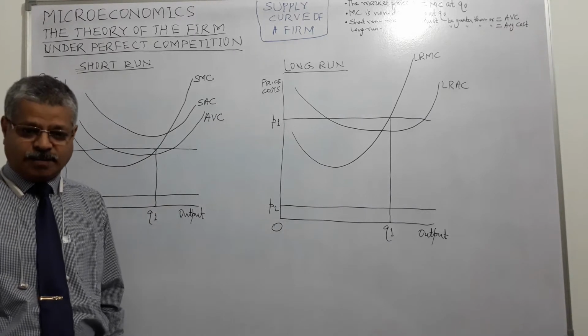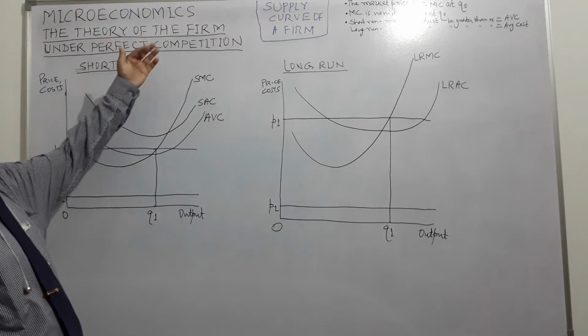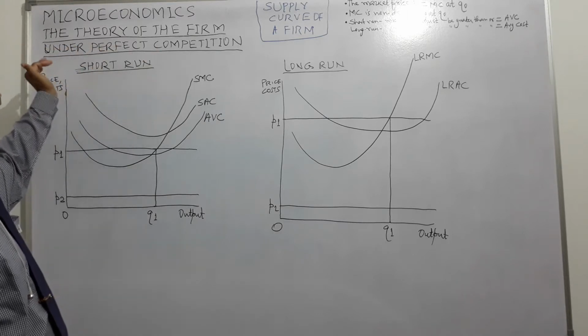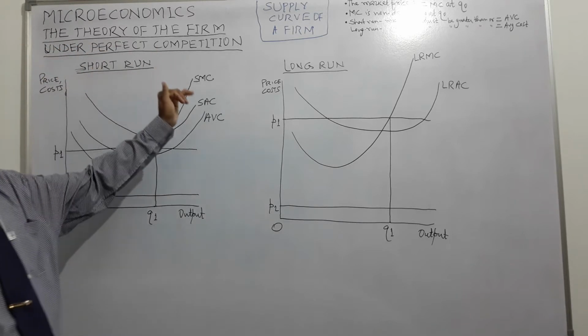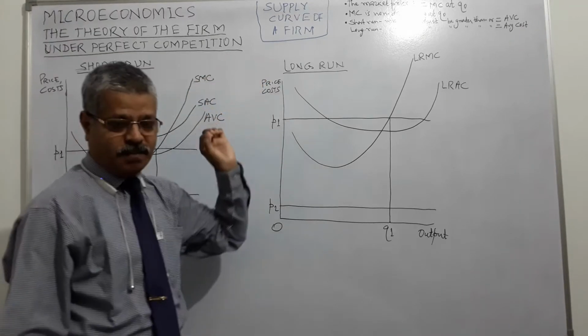Hello, I am Pramod Kumar. Today we will study microeconomics. Our chapter is the theory of the firm under perfect competition, and the topic is supply curve of a firm.